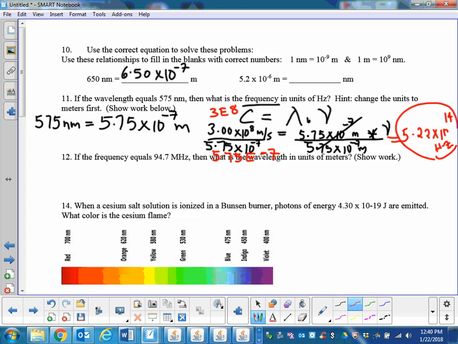10 to the 14. If you put it in your calculator, you should be able to see that answer. And that is the reason. That is the nu, or frequency. It's like a slanted V, right?